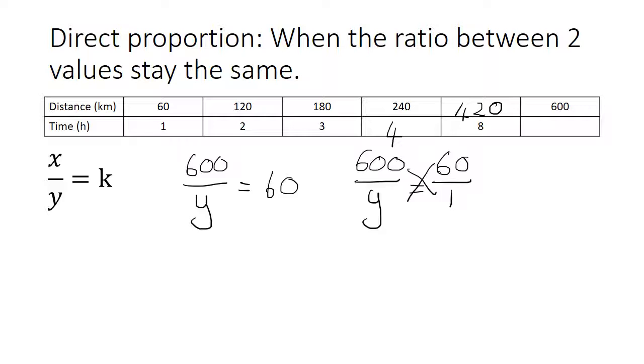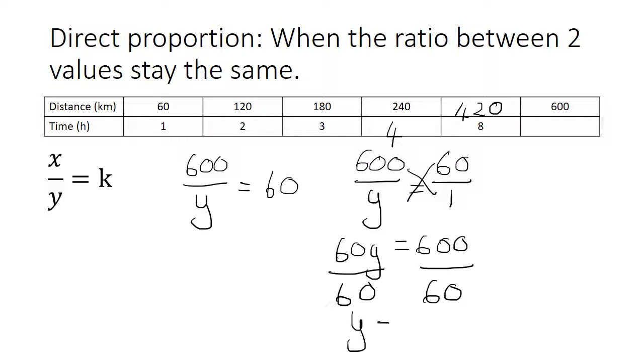And then we can cross multiply. So 60 times y is 60y, and 600 times 1 is 600. Remember, we want to get the y all by itself, so then we'll divide by 60 on both sides. So then we'll end up with y equals 600 divided by 60, which is 10. And then we can fill it in on the table.